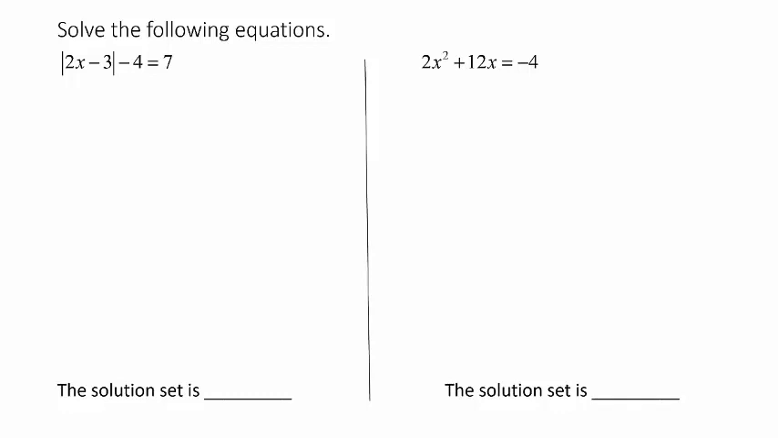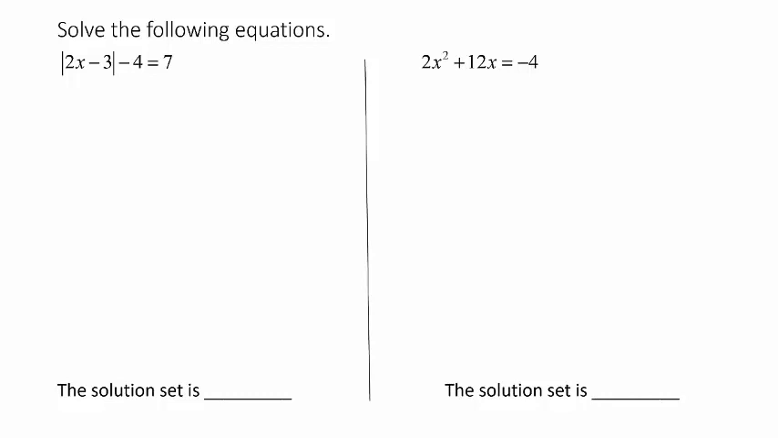Okay, we're going to solve a couple more equations that are just mixed, of no particular type. We're just going to take a look at it and see what we need to do. So in this first equation that we're going to solve, we're given the absolute value of the quantity 2x minus 3, minus 4, equal to 7.